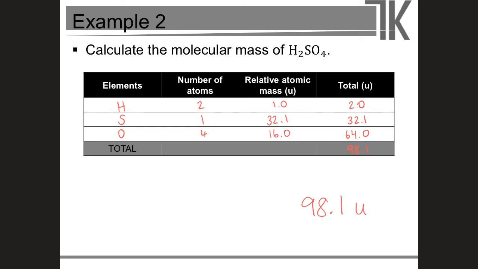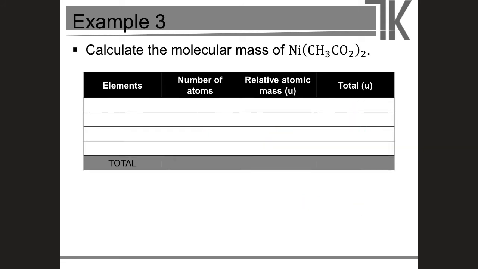98.1 atomic mass units. And a third example that's a little bit more complicated, calculate the molecular mass of nickel acetate. So looking at this one, we've got 1 nickel. We have got, be careful with counting for the carbons because we've got 2 carbons inside this bracket, and we have 2 of those brackets. So we've got 2 carbons times 2, we've got 4 carbons.